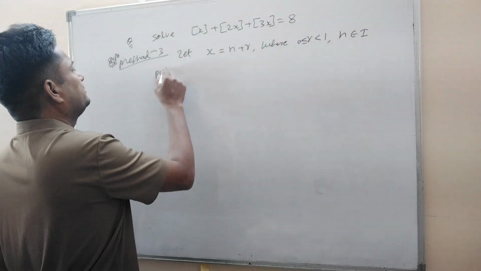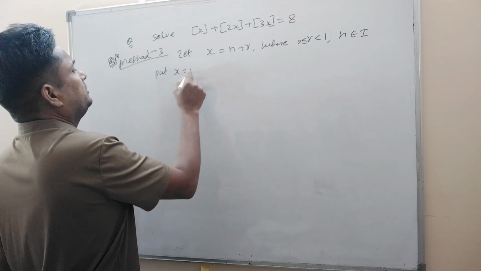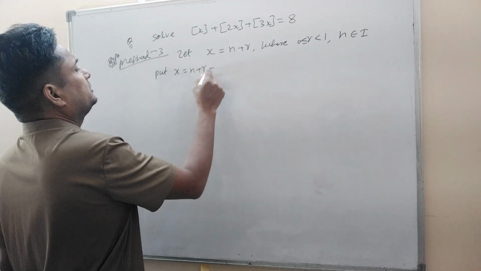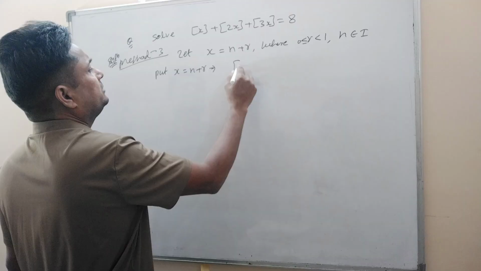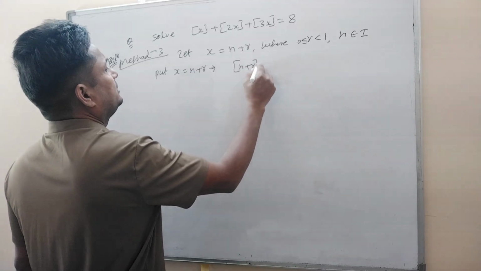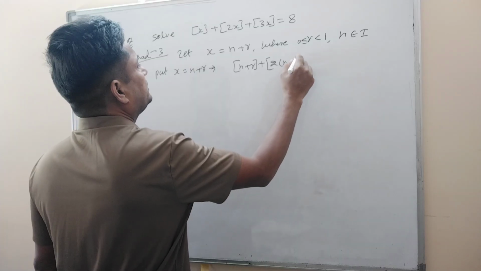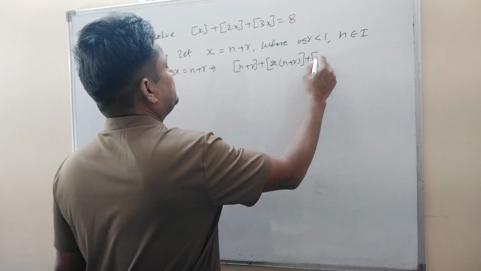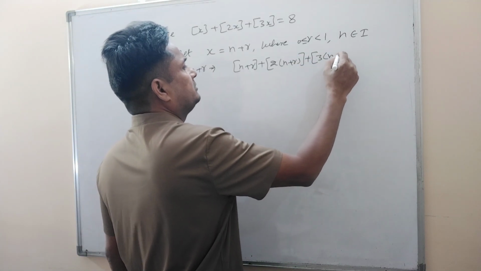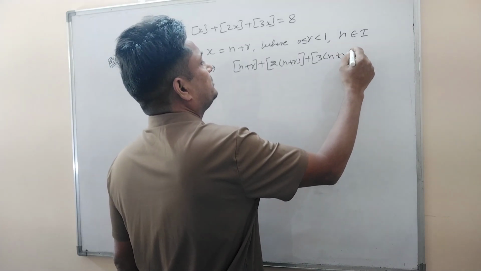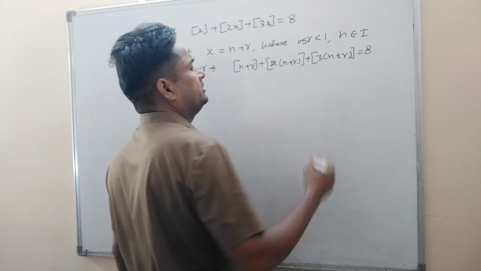Put x is equal to n plus r. So in this equation, this will be n plus r plus greatest integer of 2 times n plus r plus greatest integer of 3 times n plus r is equal to 8.